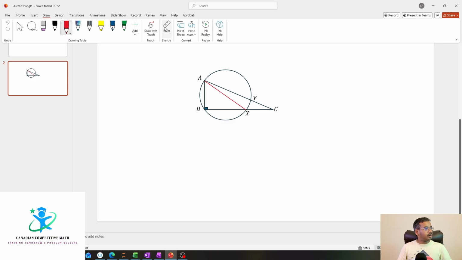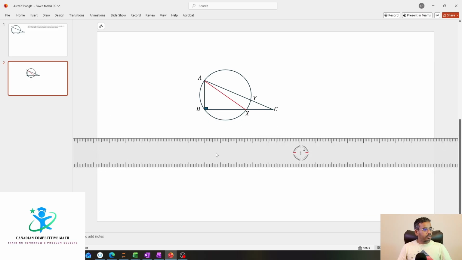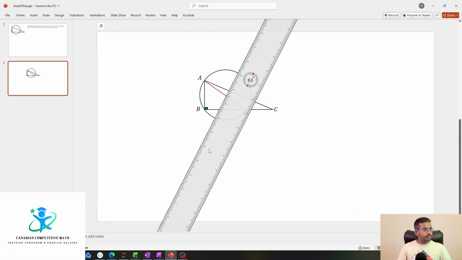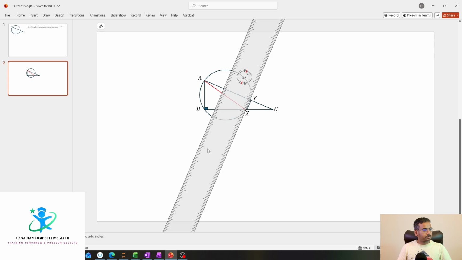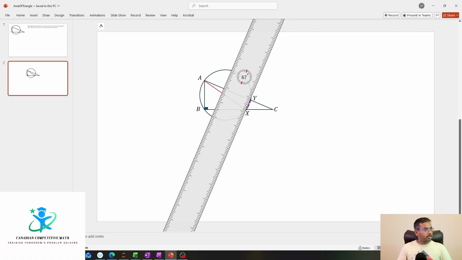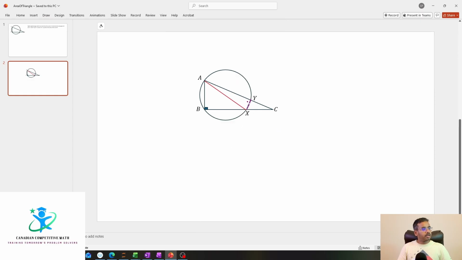So if I draw a line here, let me draw a blue line here, XY. If I draw a blue line here, angle AYX is also a right angle. Okay. So since this is a right angle, this will also be a right angle.